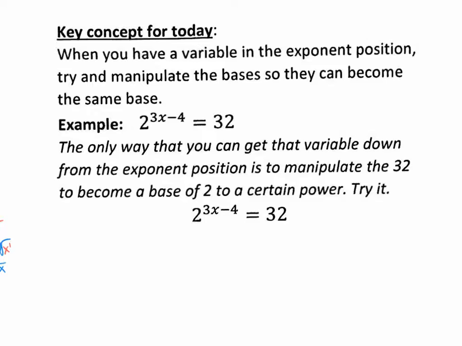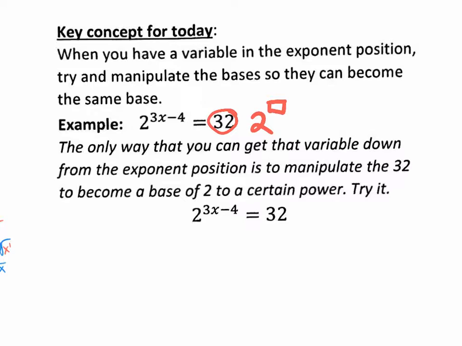So here's a key concept for today, guys. I hope everybody understands. When you have a variable in the exponent position, try and manipulate the bases so they could become the same base. So right here you have 2 to a certain power equals 32. The only way I could scratch out the bases is if they're the same exact base. So up here it says to manipulate the bases so they could become the same base. In other words, could I change this 32, could I change it to become 2 to a certain power?